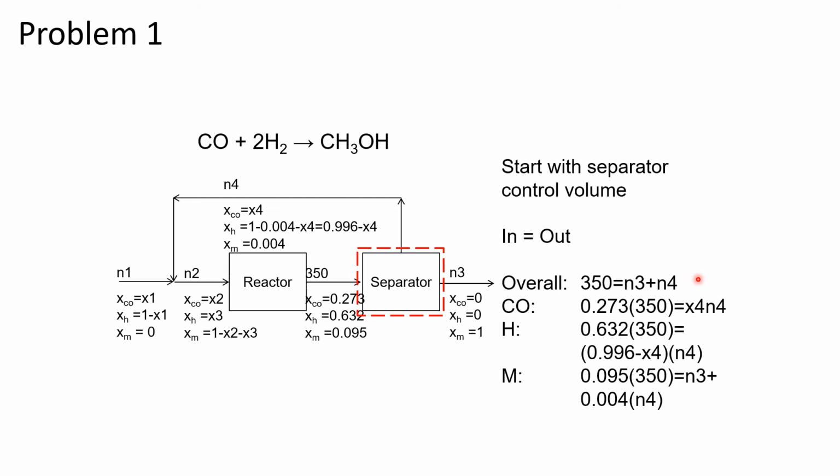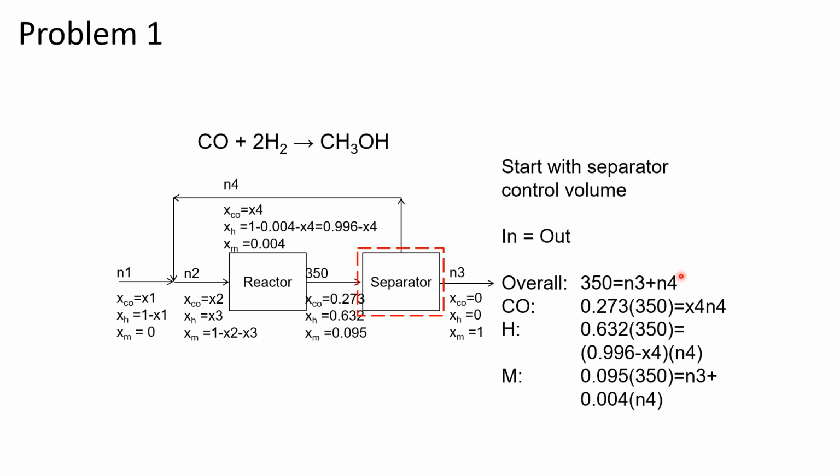Well, so far, we haven't really found one equation we can solve for one of the unknowns. This first equation has 2 unknowns in it. The second one has 2 unknowns. If we look at hydrogen, we do a balance for hydrogen. I'm not going to go through that with you. I believe you should be able to do that. We find that this one has 2 unknowns, X4 and N4. And if we look at the methanol, we find this last balance also has 2 unknowns, N3 and N4.